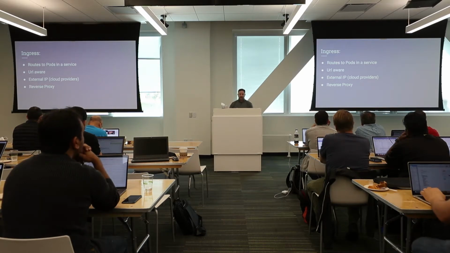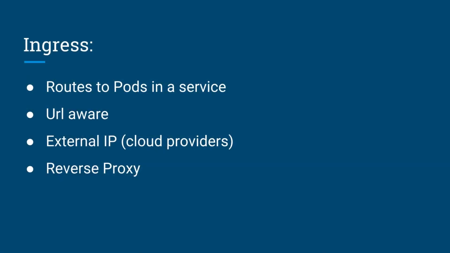Another way to expose a service to the world is with an ingress object. There are many types of ingresses. The most common is probably the Nginx ingress. It's essentially a configuration for a reverse proxy. It will also create a cloud load balancer, but it is URL aware.